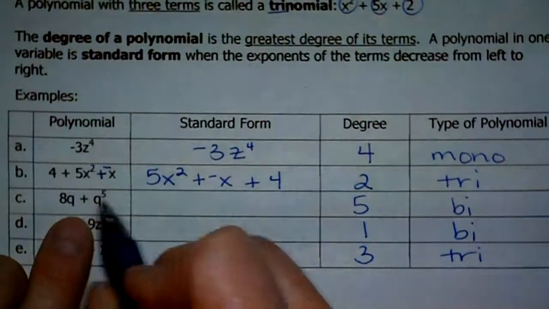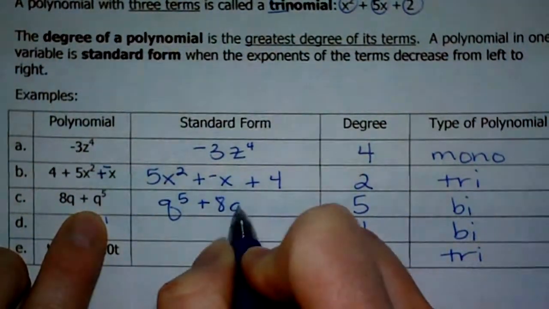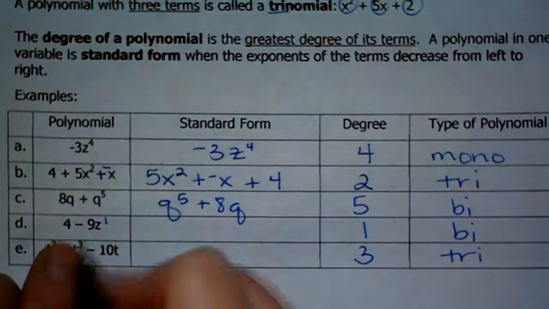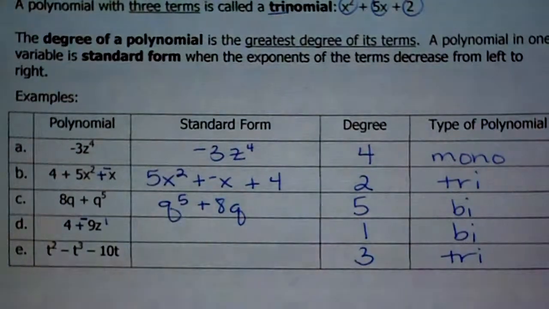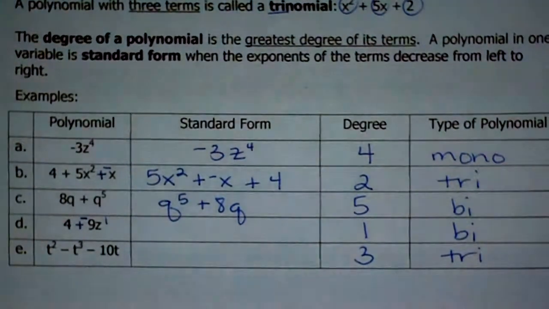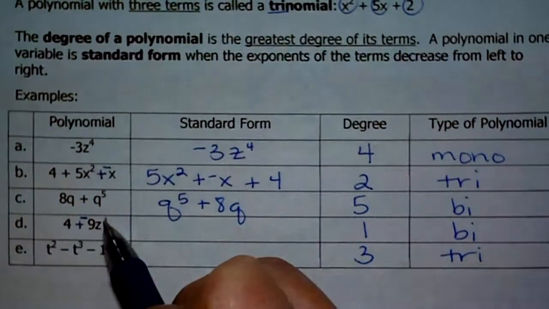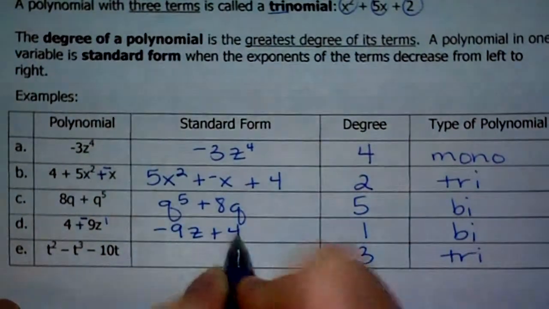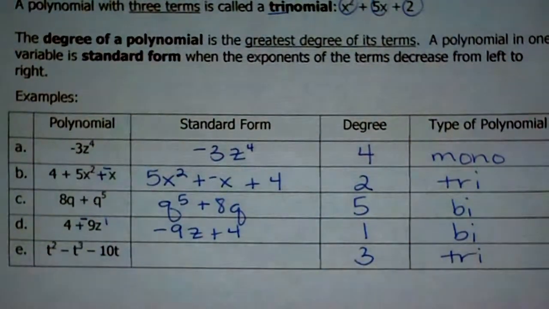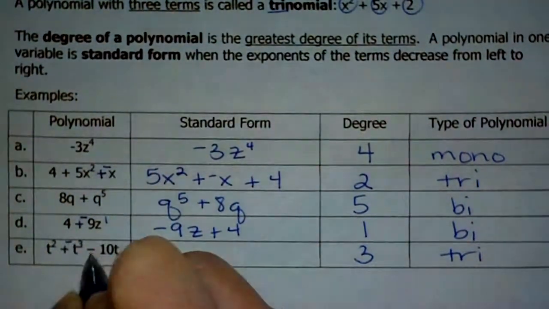In this one, it's almost there. You just got to flip-flop them. This q to the 5th power is a higher degree, so that gets to go first. In letter D, there's some subtraction, so I'm going to keep change it. Now maybe you're thinking, it doesn't matter, neither of them have any exponents written there. Remember, the 4 doesn't have a letter. That means this is a degree of 0. The variable has a degree of 1. So I'm going to write this as negative 9z plus 4. And this is where, if you didn't keep change it, you may have thought that was positive, even though it's not.